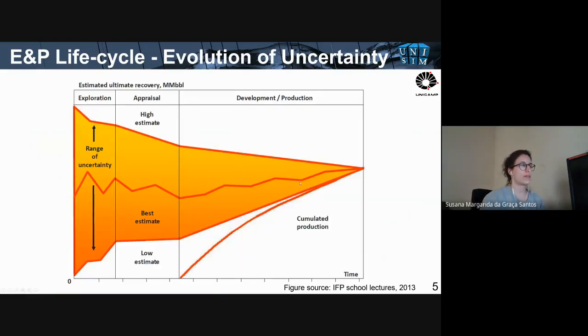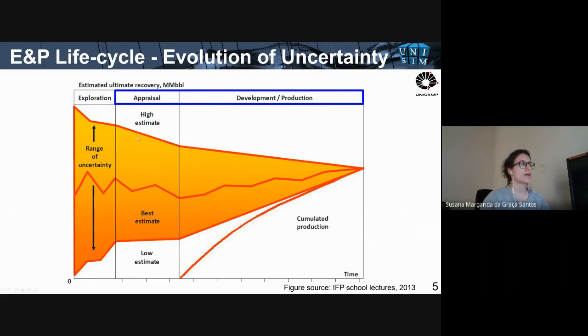Also, this is a second figure that I wanted to share with you, about the timeline. You have exploration, appraisal, development, and production. You have here the range of uncertainty, with the maximum level of uncertainty and the minimum, or certainty, okay? And here you have the estimated ultimate recovery, so how much I have recovered. You see that you have the maximum uncertainty in the beginning, before you start the exploration.